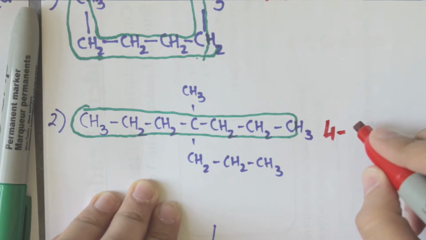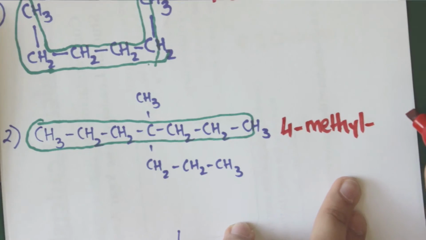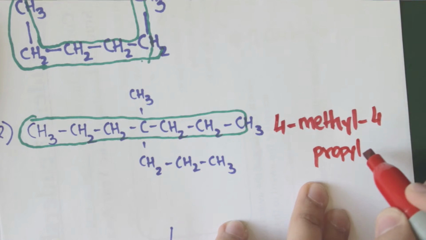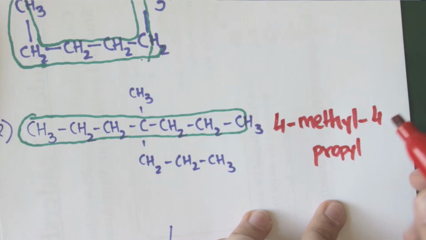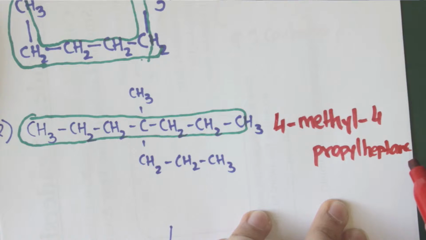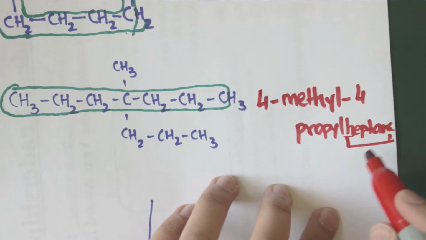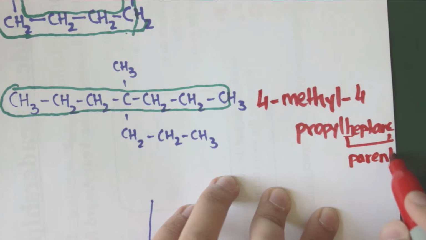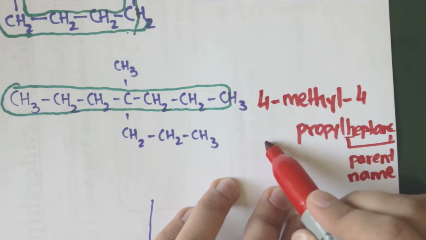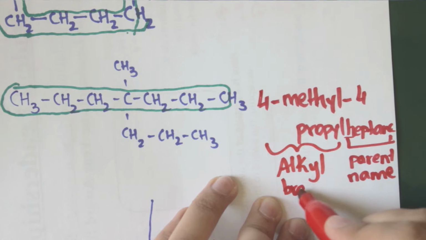Again, there's a hyphen between the 4 and the name. So it's going to be 4-methyl, hyphen, 4-propyl. And then because it's a 7-carbon chain, the name becomes heptane. Again, the ane is because it's an alkane, hept is because it's 7 carbons. So the heptane part here is called your parent name. And the 4-methyl, 4-propyl are called your alkyl branches.